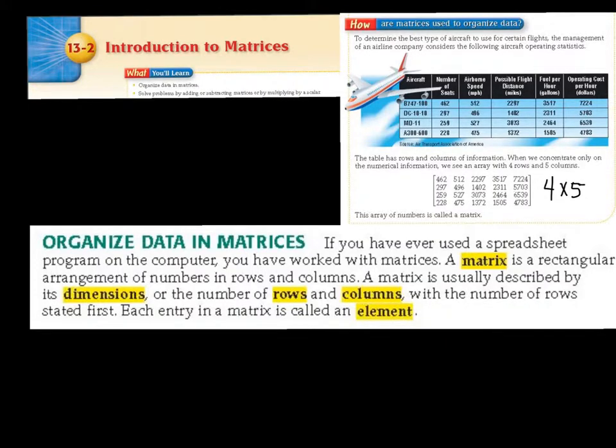A matrix is a rectangular arrangement of numbers in rows and columns. A matrix is usually described by its dimensions, or the number of rows and columns, with the number of rows stated first. Each entry in a matrix is called an element.